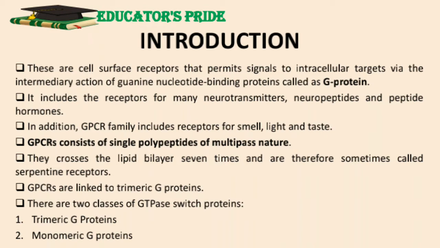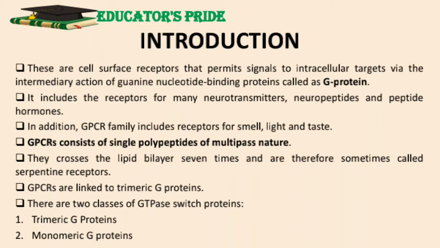G protein coupled receptors consist of a single polypeptide of multipass nature. They cross the lipid bilayer 7 times and are therefore sometimes called serpentine receptors. For example, a GPCR that responds to chemical signals is the beta adrenergic receptor. This receptor binds the hormone epinephrine.